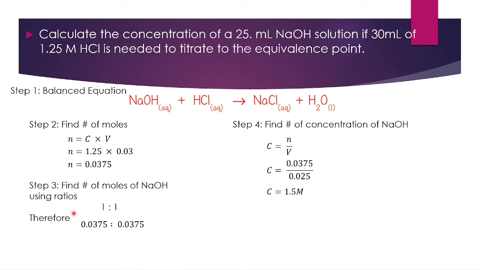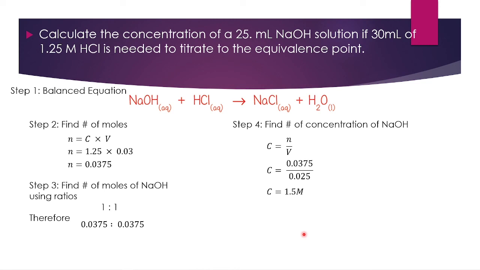That information needs to be used with our stoichiometry ratios. It's a 1:1 equation, therefore it's 0.0375 is to 0.0375. From there, we now know that the number of moles we have of sodium hydroxide is 0.0375. We can then use the same equation as before and just rearrange it: concentration equals the number of moles divided by the volume. Therefore, 0.0375 divided by 0.025 gives us our 1.5 molar solution.